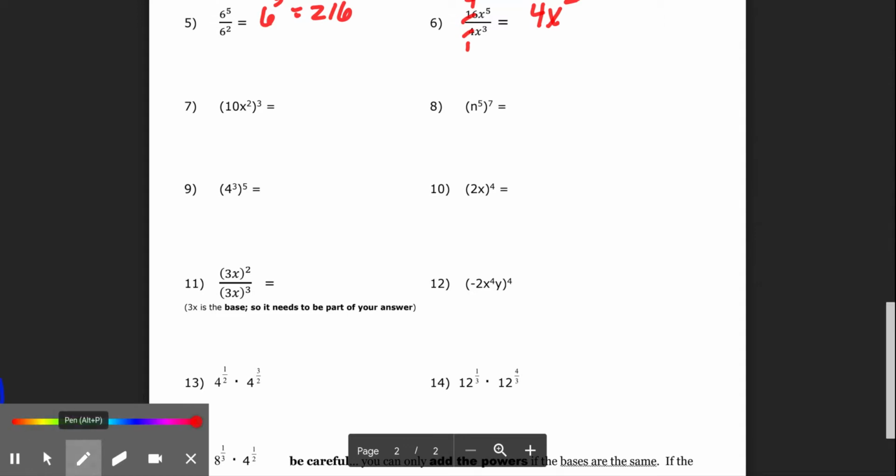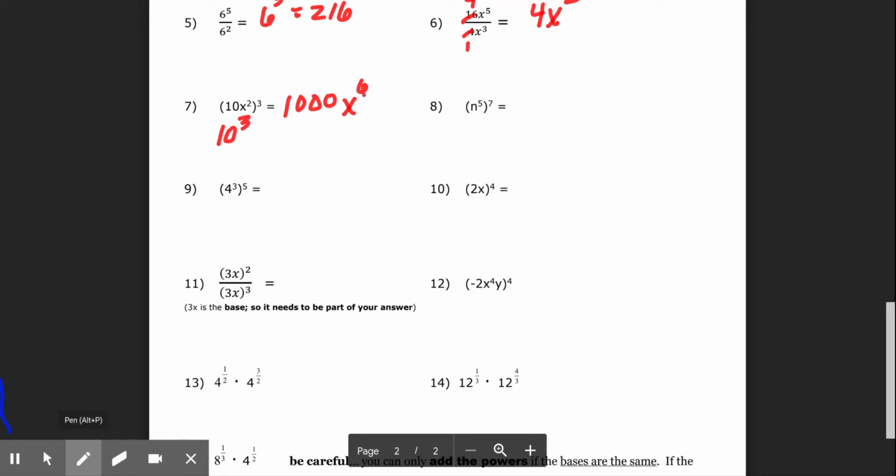Number 7. You're going to take each term inside. So this would be 10 cubed, which is 10 times 10, well, 1 with 3 zeros. And then you can multiply 2 times 3, these exponents. So that would give you x to the 6th power. So 1000 x to the 6th power.